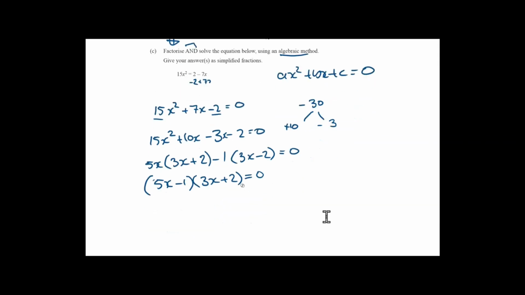Okay, so we've factorized it. Now they want us to solve it using factorizing. So if this one times this one equals 0, either 5x minus 1 equals 0, or 3x plus 2 equals 0, or both of them. So we're going to add 1 to both sides. 5x equals 1. So x is going to be equal to 1/5.